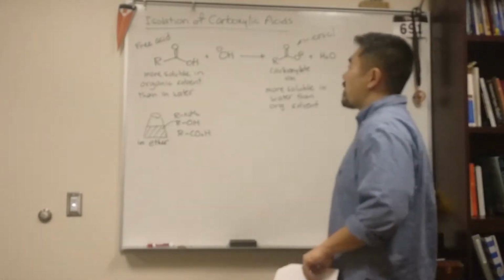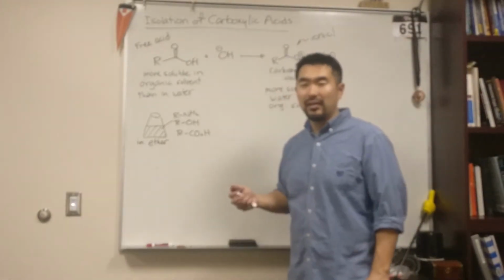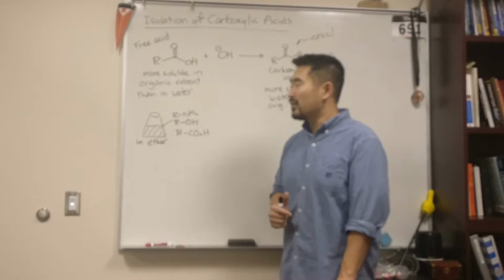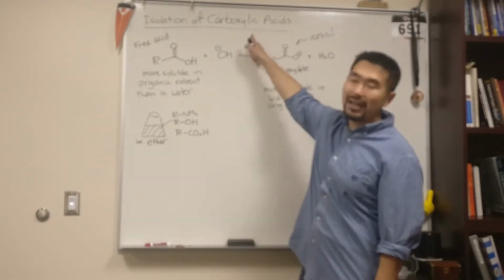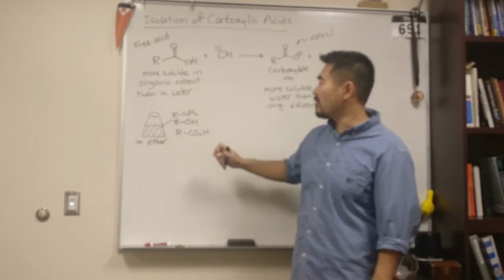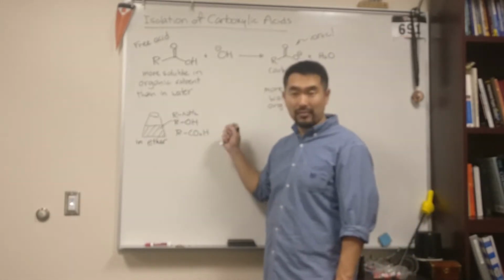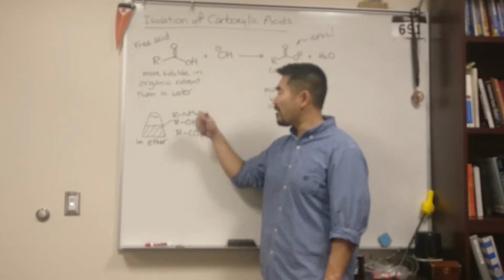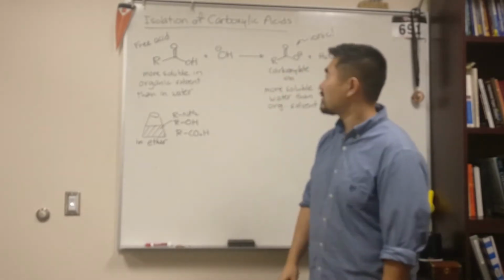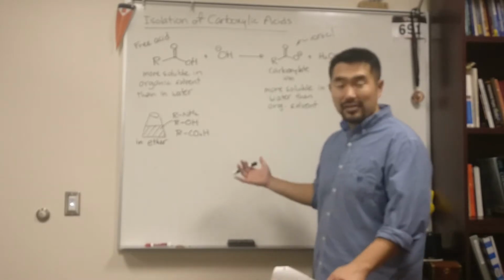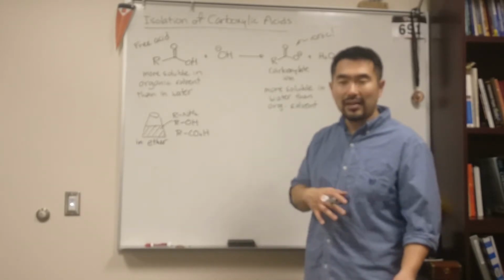All right, let's think about taking advantage of the acidity of carboxylic acids. Let's think about how we might isolate carboxylic acids from a mixture of compound types like amines, alcohols, and carboxylic acids, just like we did with the amines in the last chapter.